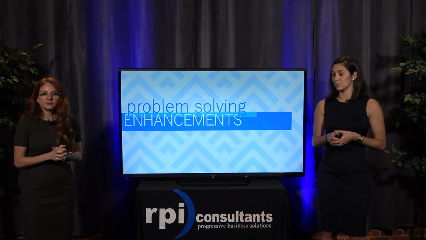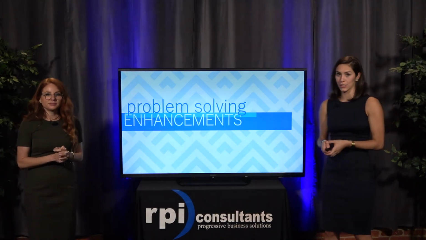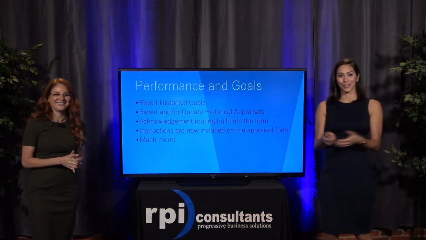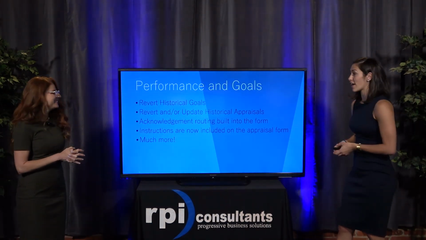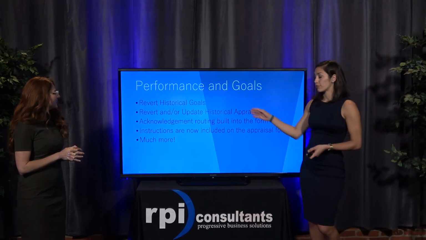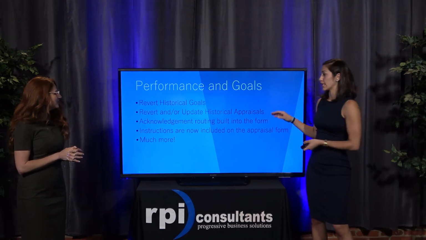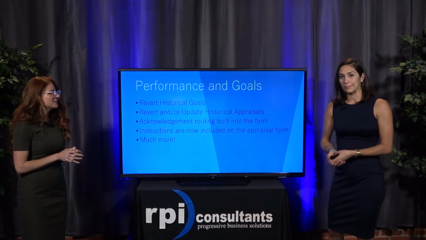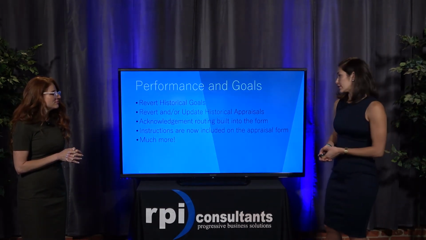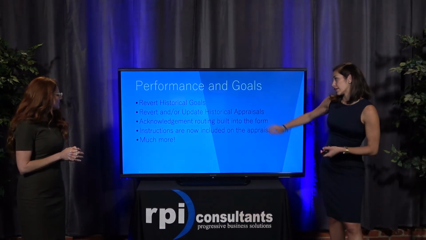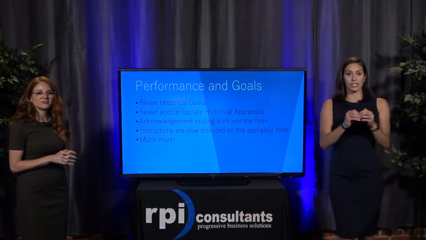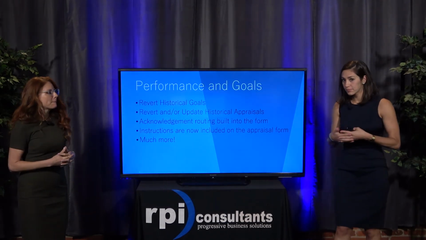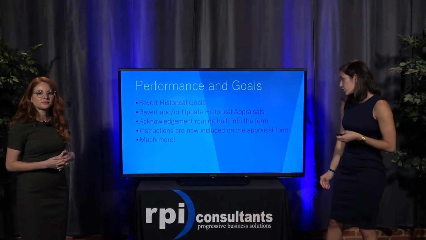All right, so now we're into some specific problem-solving enhancements. So this is like, gosh, I could never revert a historical performance appraisal before. Great news, now you can. So you have the option to not only revert your historical appraisals, but you can actually update historical appraisals. So if you need to go back and update the rating that somebody got, you can go ahead and do that. There's now also acknowledgement routing built into the form, so you can say who it's supposed to go to instead of having to actually go in and modify that IPA flow. Instructions are now included on the appraisal form.